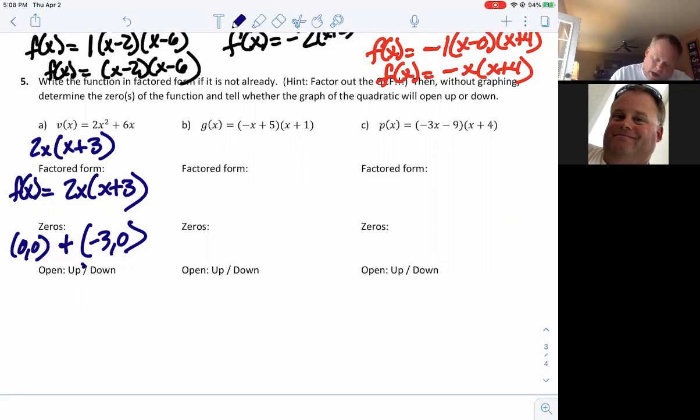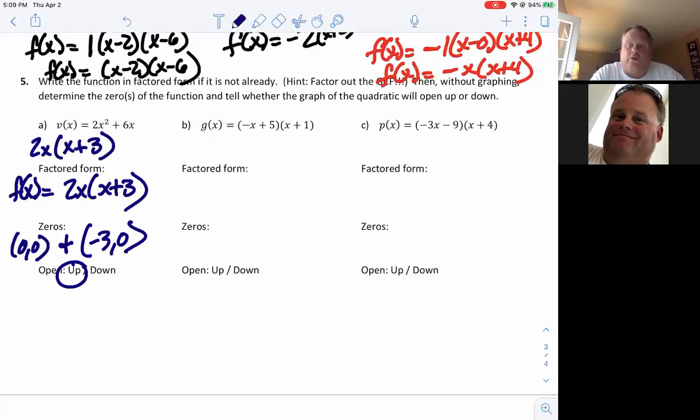And is this going to open up or down? Well, it's going to open up. And how do I know? Well, because my A term, the 2 on the 2x squared at the very beginning, or the 2x here when I factored it, or both of them are positives. Therefore, it has to be opening up, right? So it has to have a min.